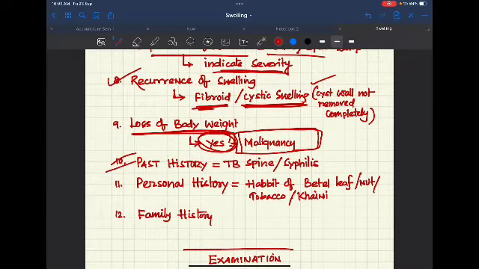Any past history, personal history, you have to ask. In case of betel nut or tobacco, khaini, you have to ask this personal history and family history also.